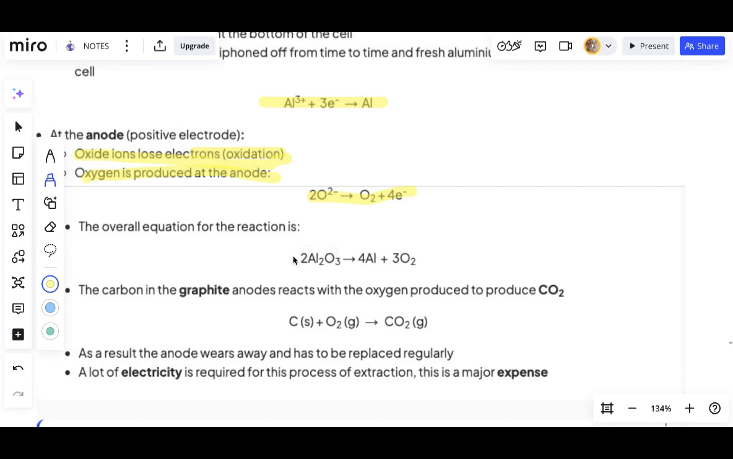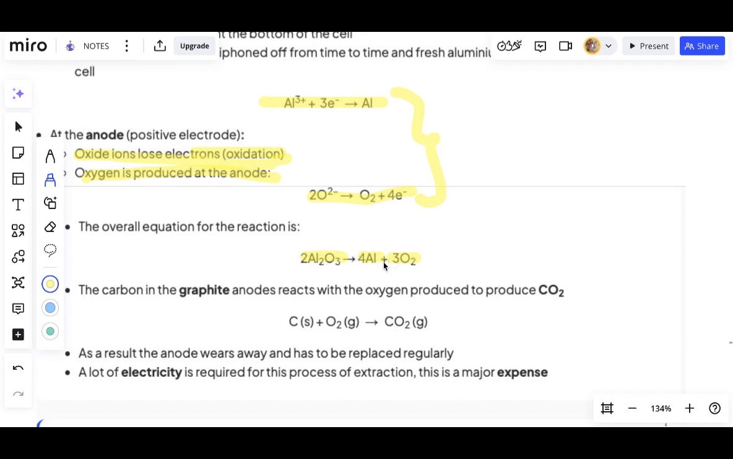Now the overall equation is very easy, you just have to understand the concept. It is the purified aluminium oxide from the bauxite that is decomposed into aluminium and oxygen. So you should be able to write the two products. This one breaks into aluminium from the cathode and oxygen from the anode. The two half equations are this and this one. If they ask for only half equations, we write these two. If they ask for the overall equation, we write this.